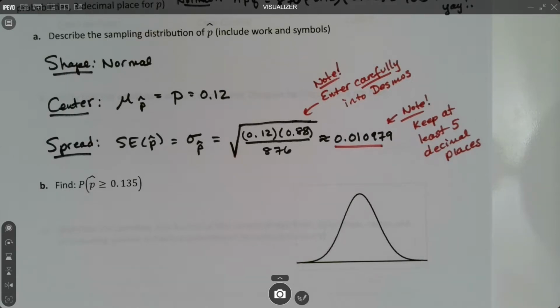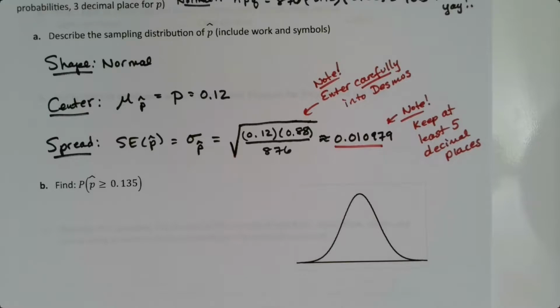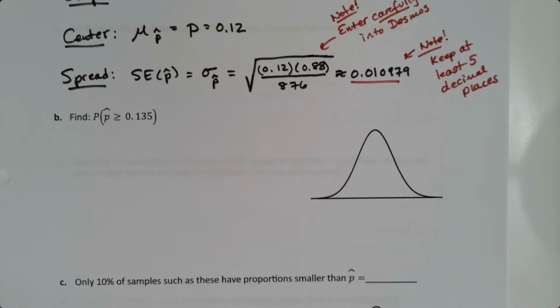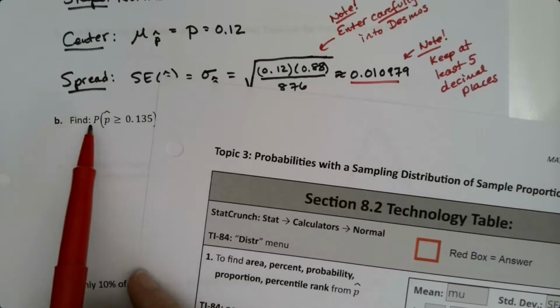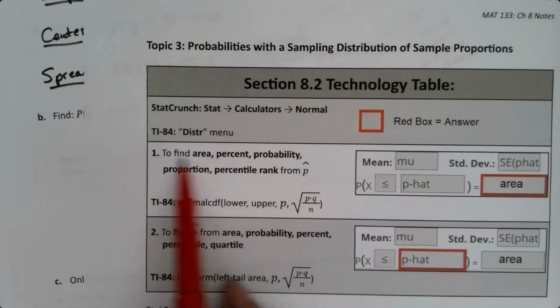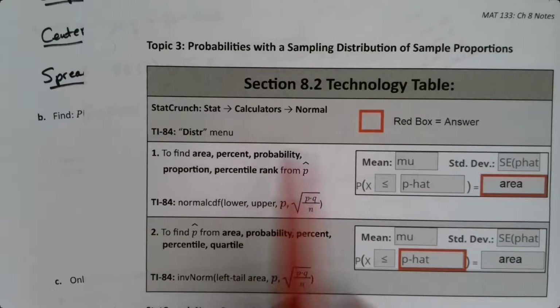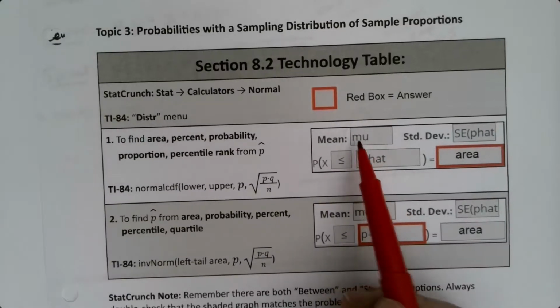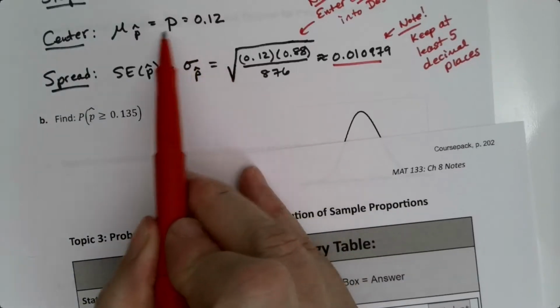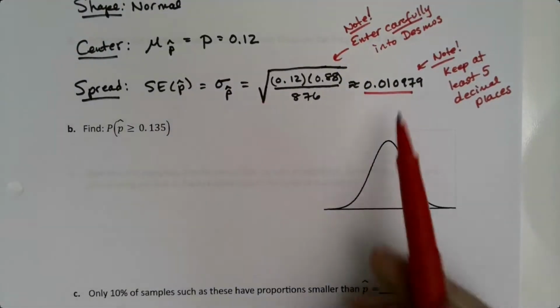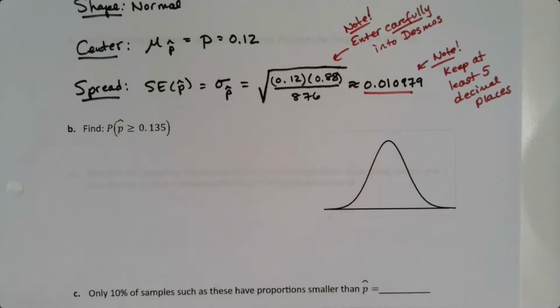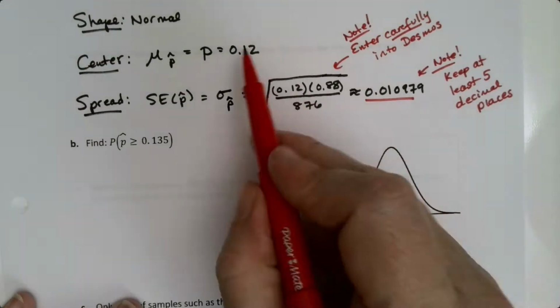Speaking of which, let's look at the later on. So they want us to be able to find p hat greater than 0.135. All right, so let's look at the table. Find p parentheses. That means we're looking for a probability. So we're going to put our mu, which was 0.12, that's our mu. Oh, I guess that's a third note. And our standard error, which is our sigma, in for the mean and the standard deviation.